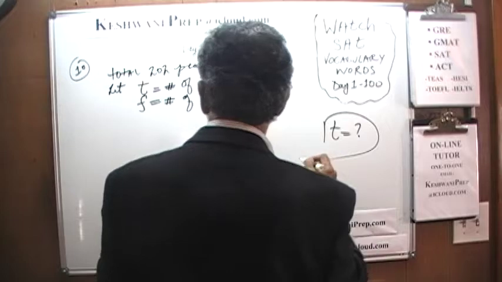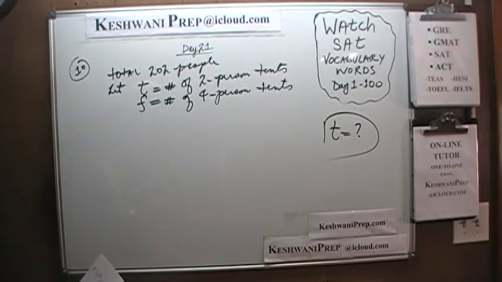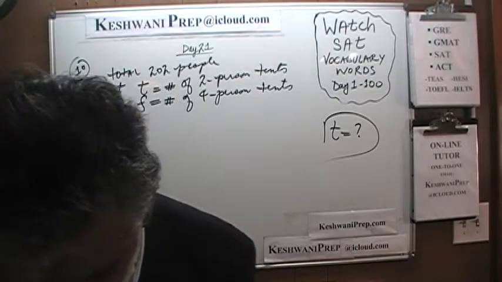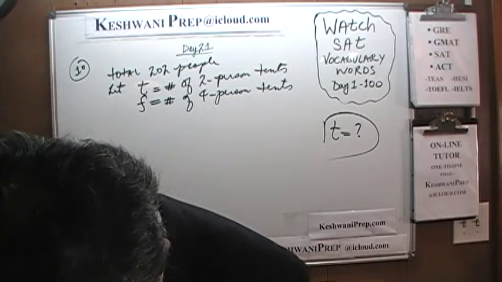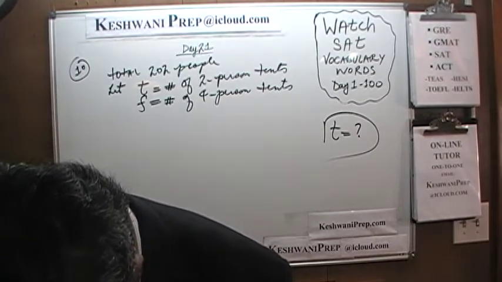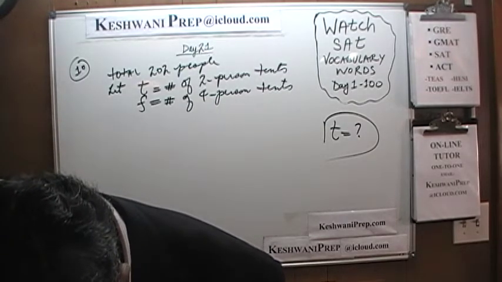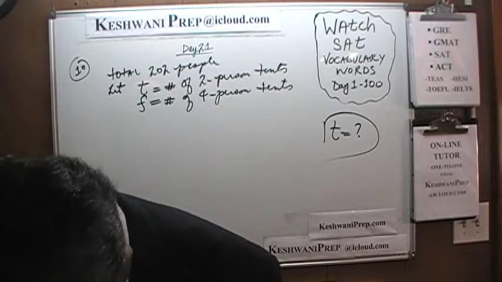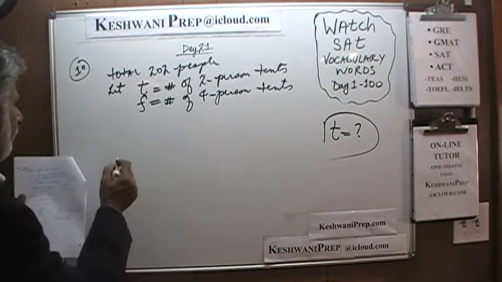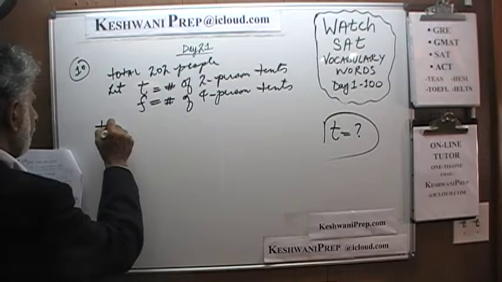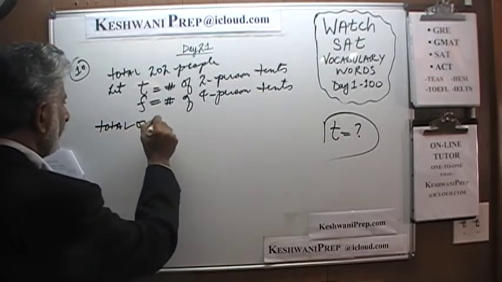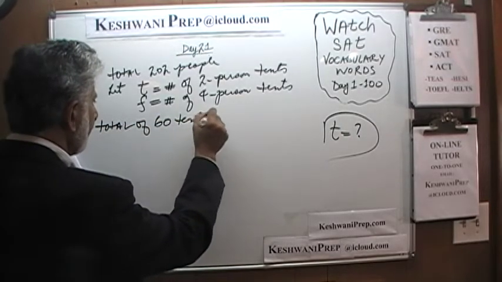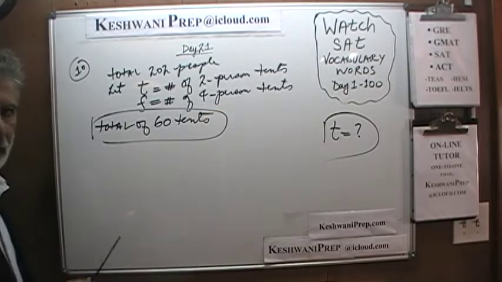We're looking for T, but we must be given something else, because so far we only have one equation out of that. What else is given to us? We need two independent equations to solve for two variables, obviously. I must have missed something. Oh, they're taking 60 tents altogether. There you go, that's an important bit of information. A total of 60 tents. There you go, that's our second equation.